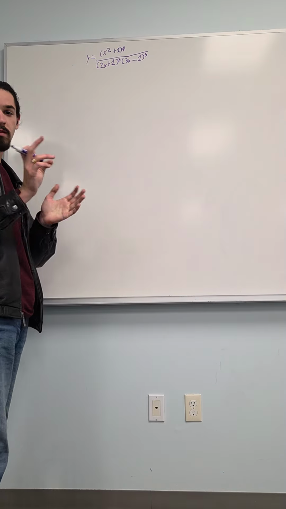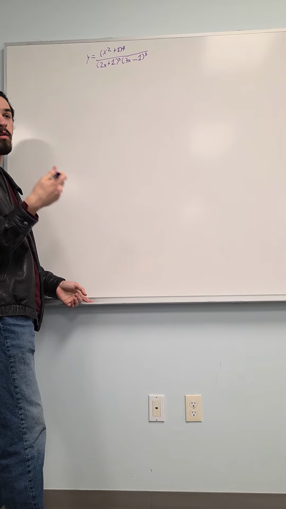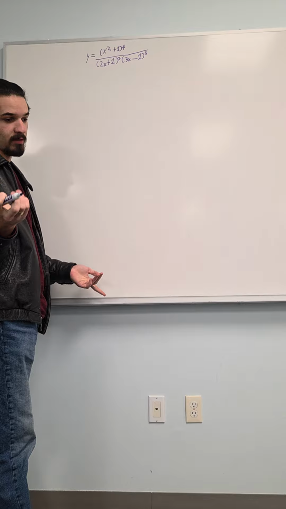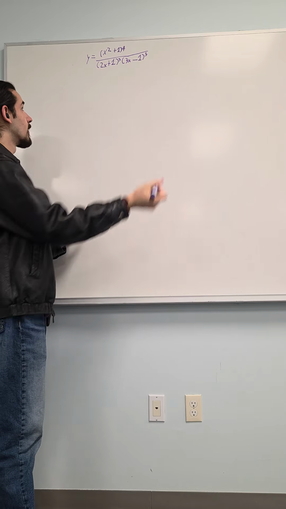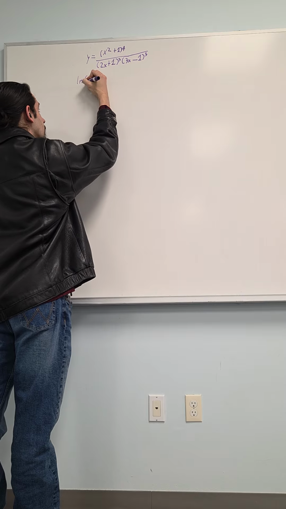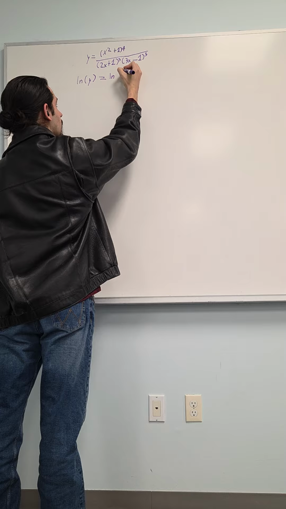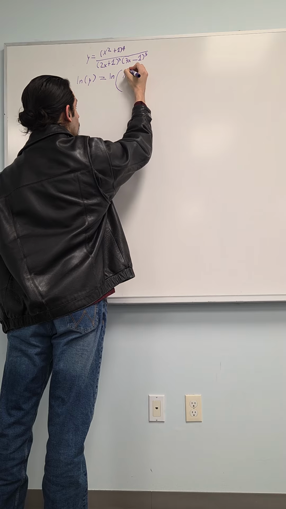Alright, I'll be solving this problem today using log rules. Now you could solve it with quotient rule, but mathematicians are lazy, so we're going to do it the lazy way. So first you're just going to apply natural log to both sides. Like this, and it's going to be one giant natural log in here.